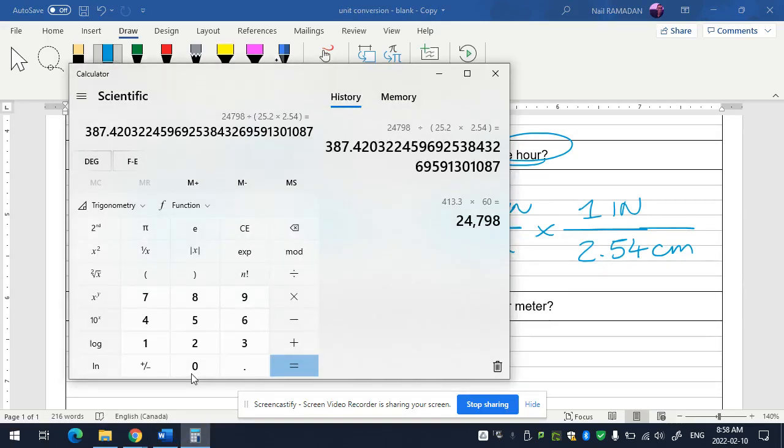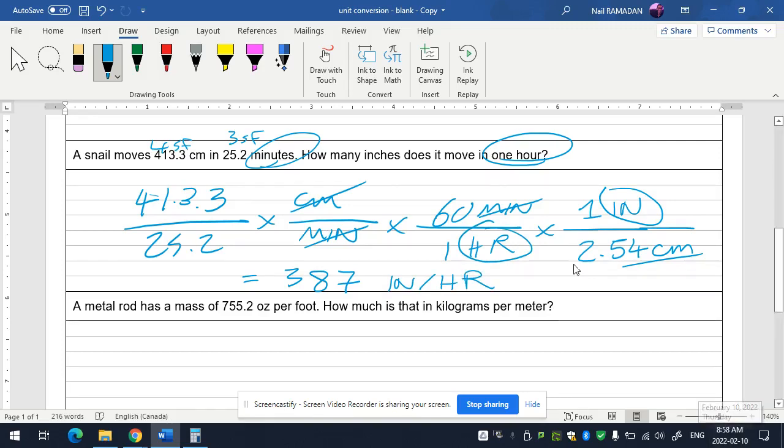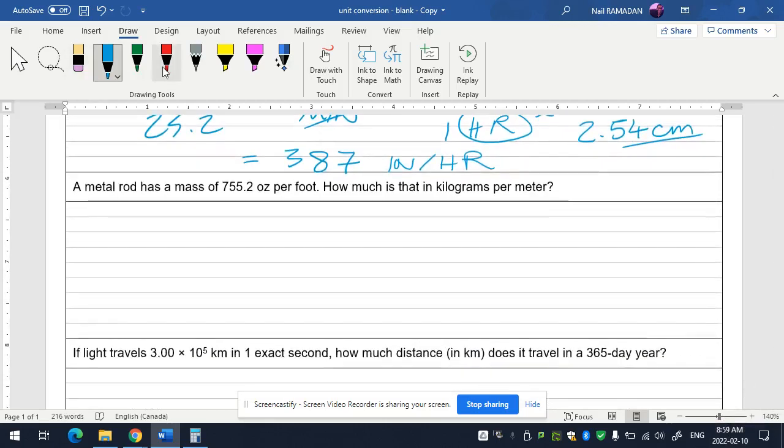Perfect. Any need for scientific notation? Nope, not too big. And there's no tricky zero at the end. So just what? 387. Exactly, because the minutes are gone and the centimeters are gone. So the only things left are exactly where you want them. Inches top, hours bottom. Inches per hour. All right. Looks good so far. Okay. Next one.